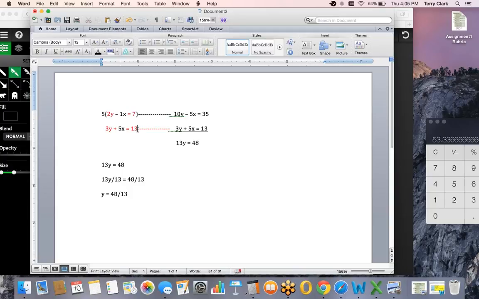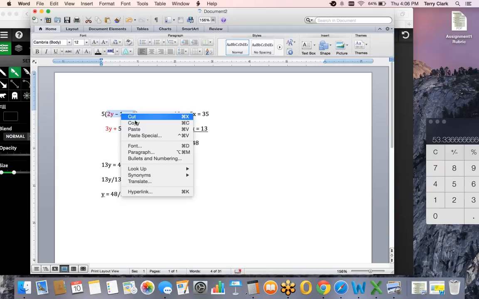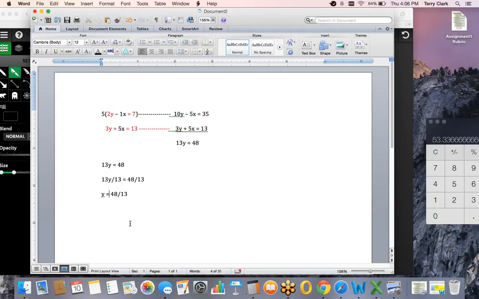well, it doesn't matter which one I use, but I'm going to use the first one because x is already kind of simple as a negative 1. So all I really need to do is just plug in y and then get everything away from x, and then I'll be finished. So I'm going to go 2. Let me change that to black because I don't want to see all that red. 2, and then that's going to be 48 over 13.